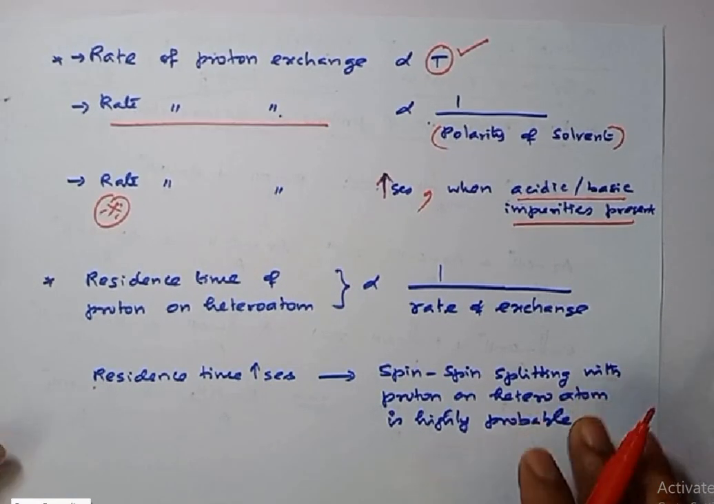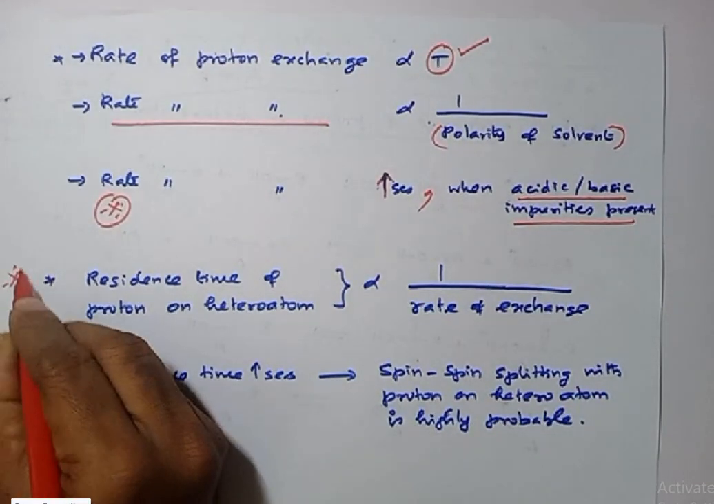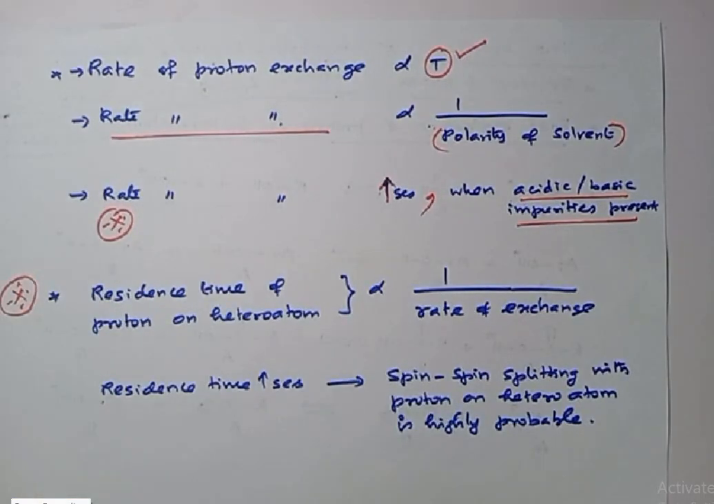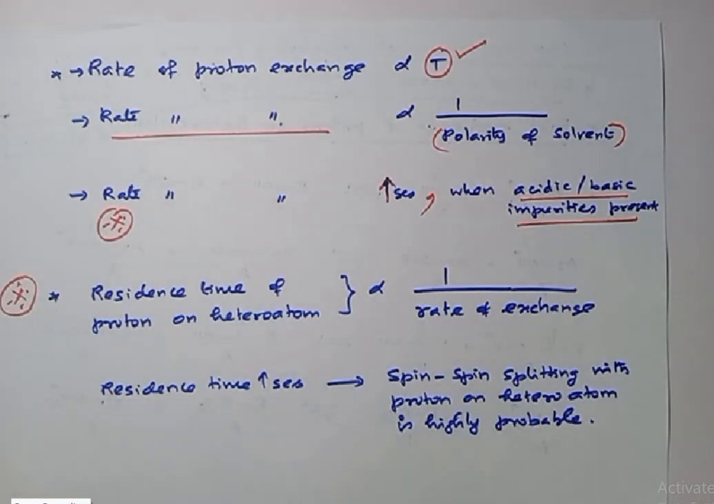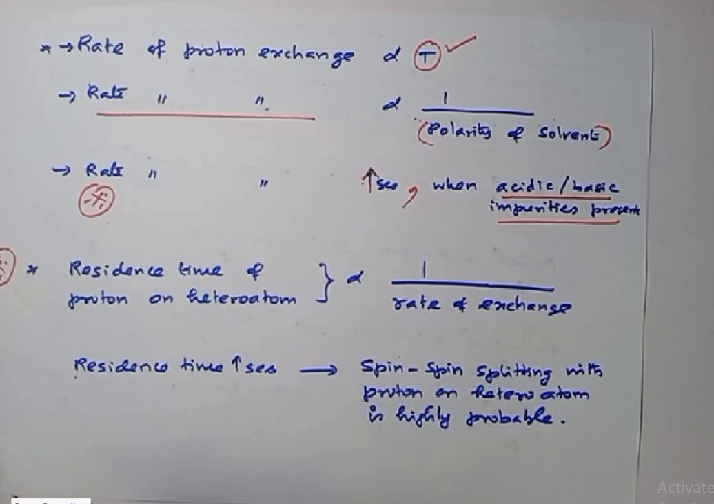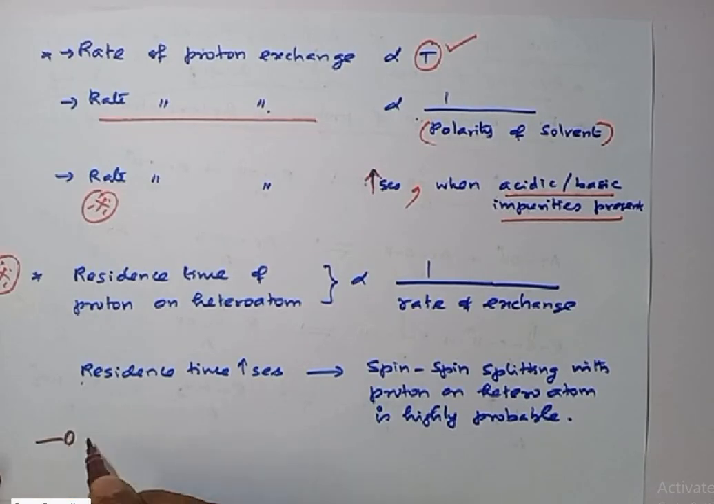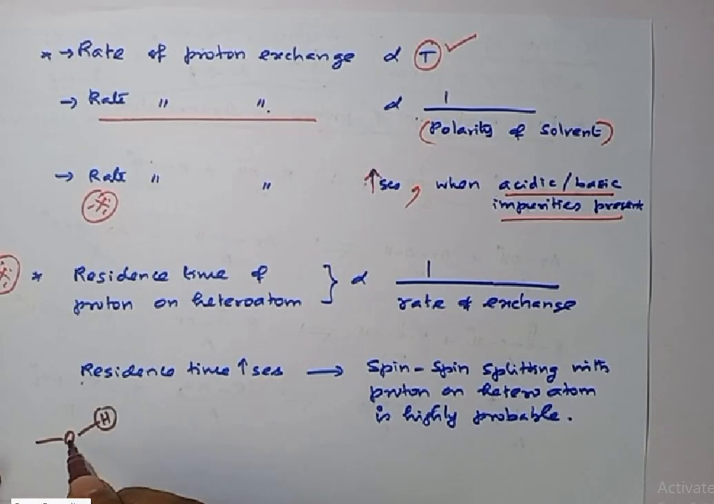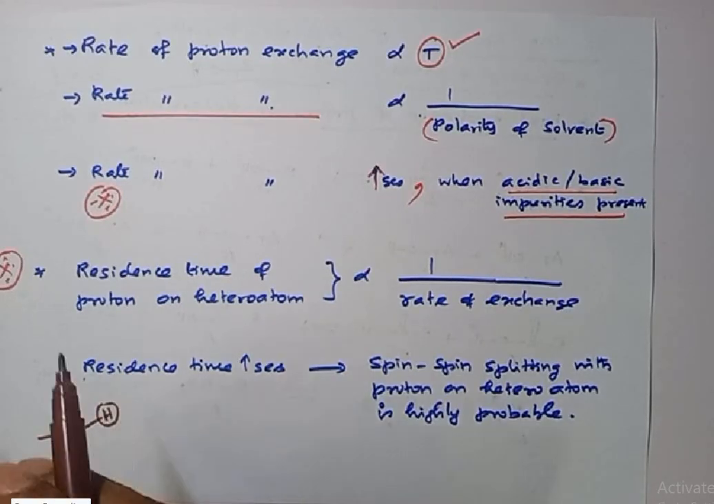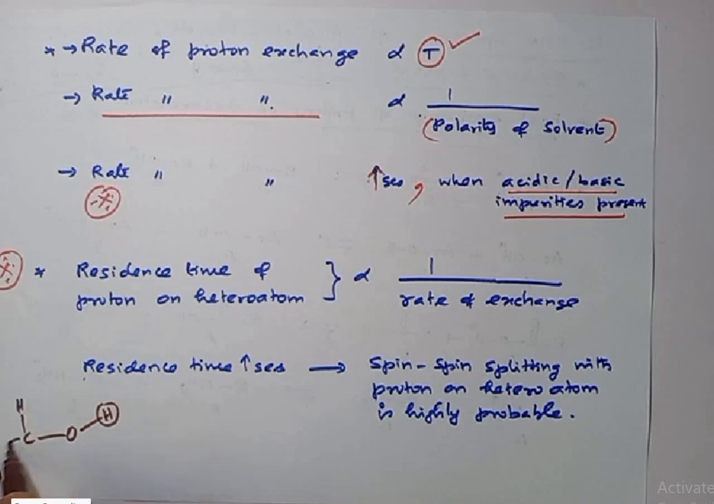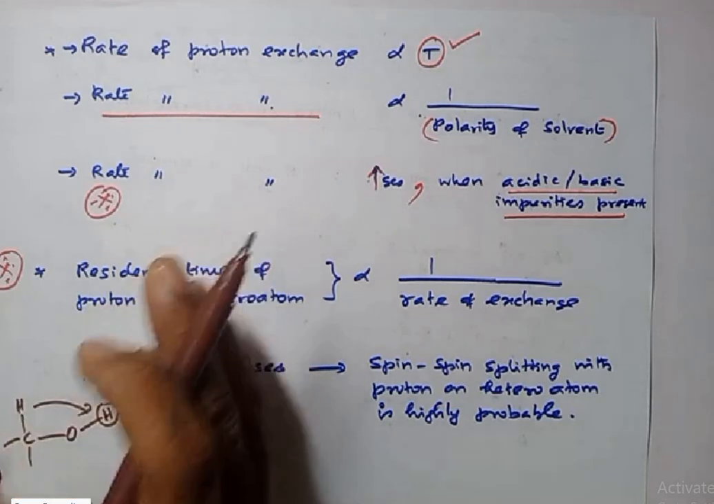This is a very, very important part: the residence time of a proton on a heteroatom. How long is a hydrogen atom, a proton, present on oxygen? In the case of alcohol, how long is this hydrogen present on this oxygen? If it is present on oxygen for a long period, then the hydrogen present on the adjacent carbon can couple with this hydrogen so that splitting will occur.